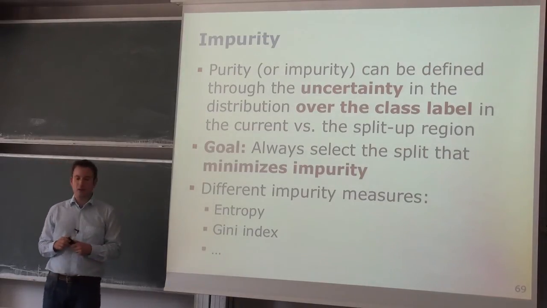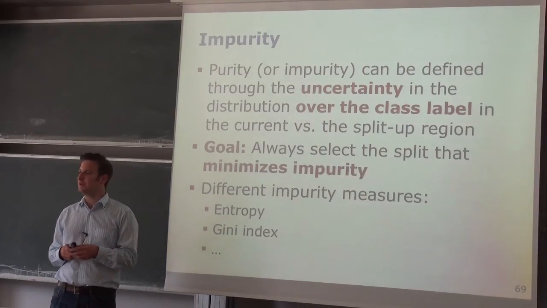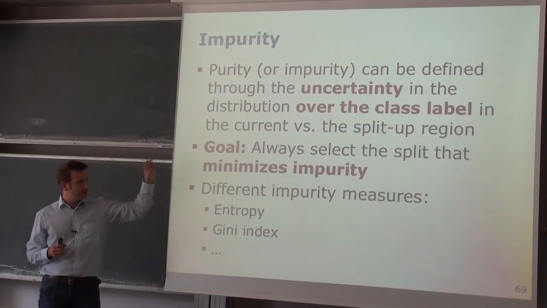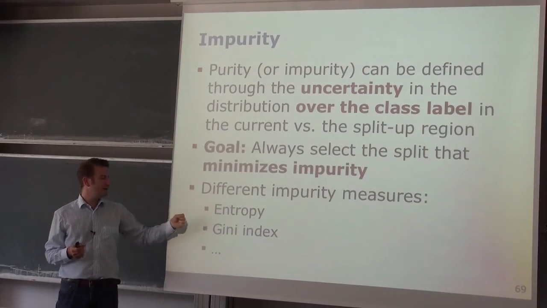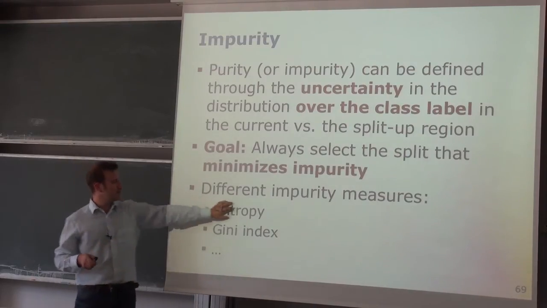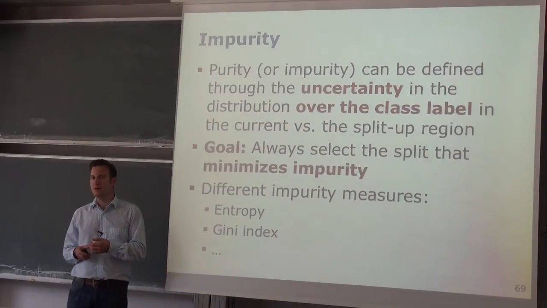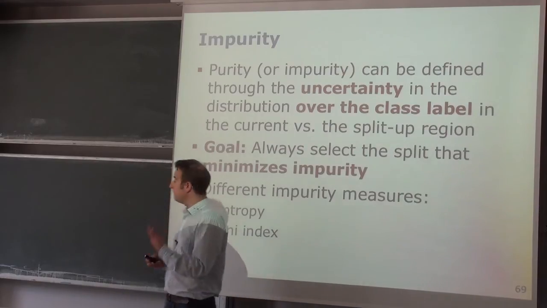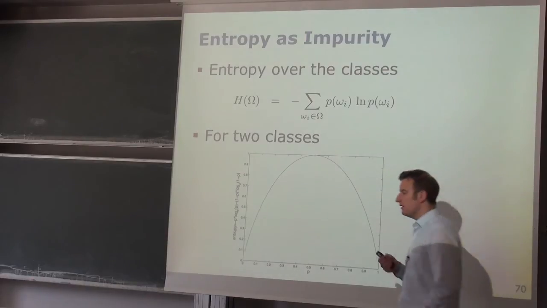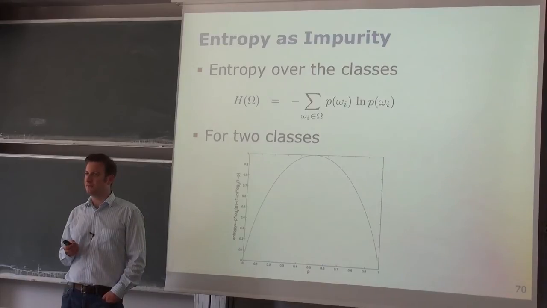And there are different ways to measure this impurity. The two most popular ones are the so-called entropy and something called the Gini index. First I would like to look into entropy and tell you how we can actually use the entropy for finding good split nodes. So what is entropy? Entropy is a measure of uncertainty in a probability distribution.